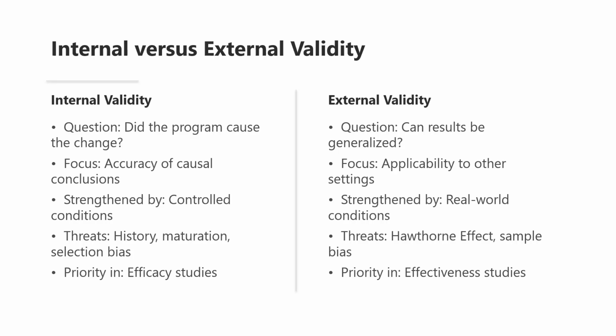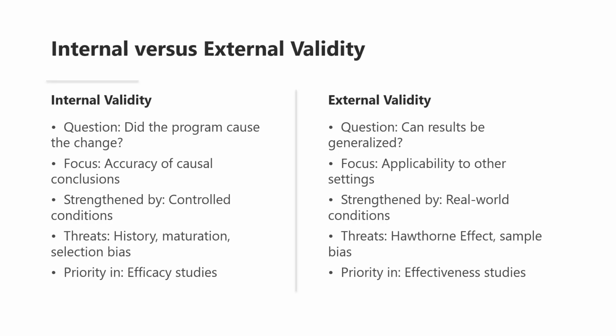A program that works perfectly in a controlled university setting may not work when implemented in a rural community health center with fewer resources and different population characteristics. External validity asks you to consider these generalizability questions, and once you start thinking this way, you will see these trade-offs everywhere. Several factors affect external validity, and you will want to keep these in mind.